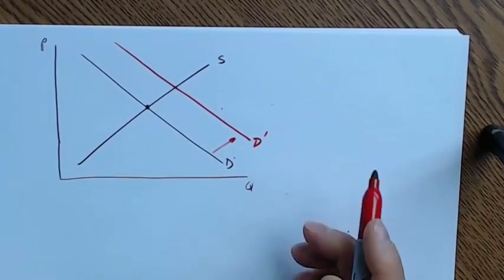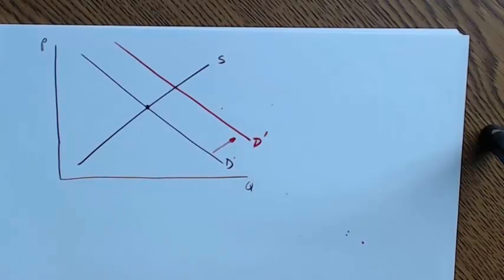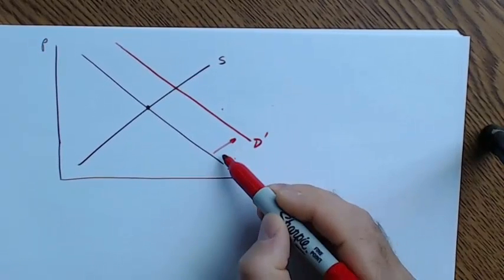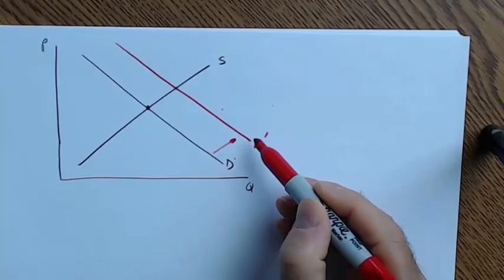And remember, why could that happen? It could be changes in taste and preferences. For some reason, consumers suddenly like this particular good. So demand shifts out. It could be there's more consumers. It could be that their income increased, and so on. And so you have a movement in this demand curve.